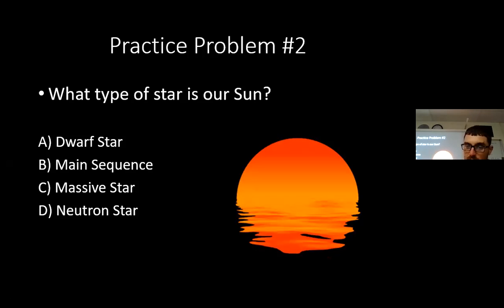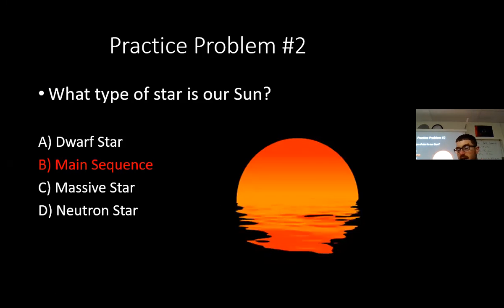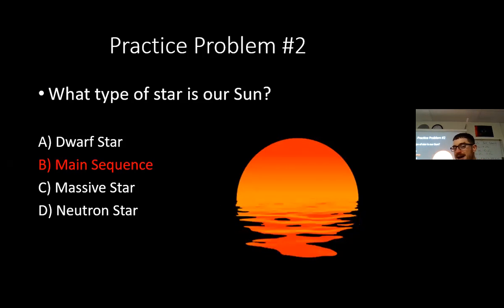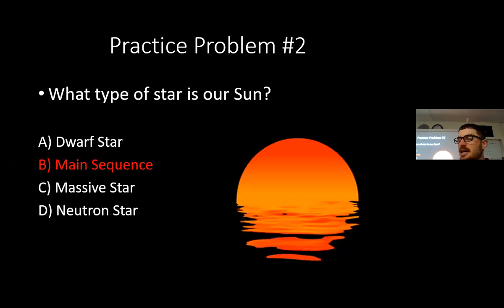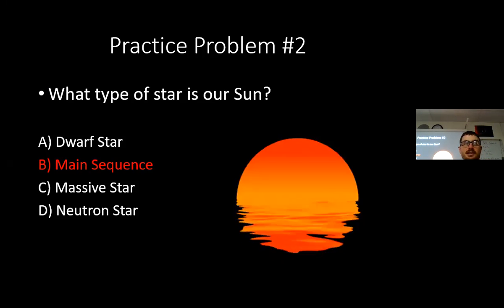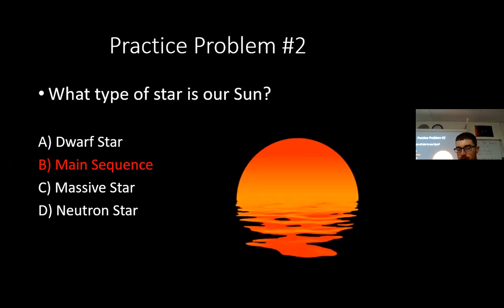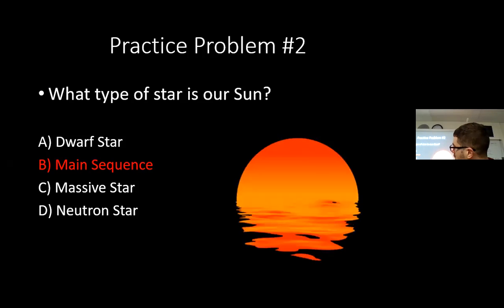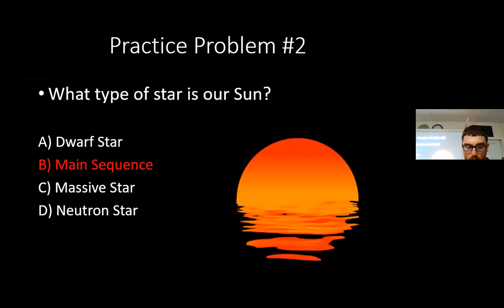But I will say the right answer, and nobody got it, was going to be B, main sequence star. Our sun is not a tiny dwarf star, right? But it's not a massive star either. It's kind of in the middle, in between. It's a medium. We call that a main sequence star. Okay? All right. Let's continue then to our topic of the day.